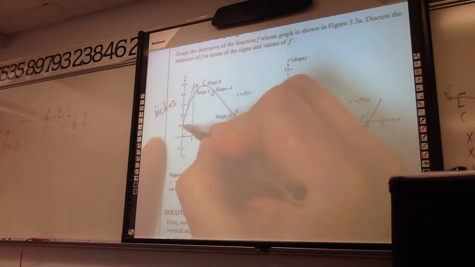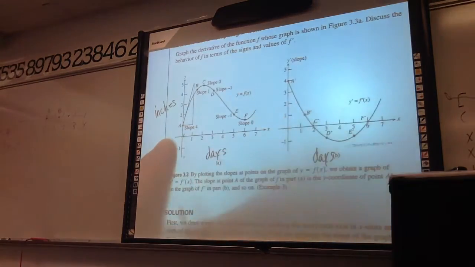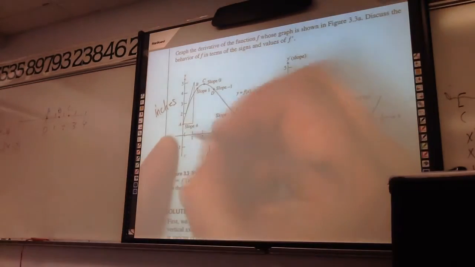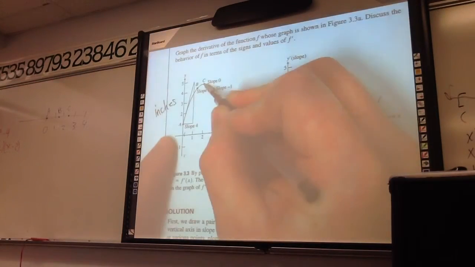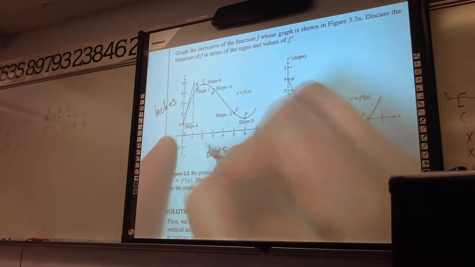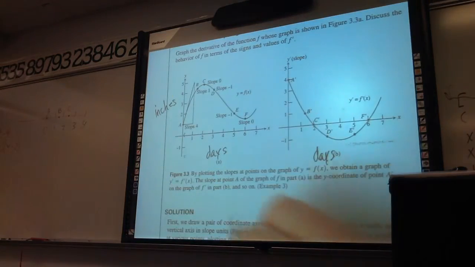How much it increased? So right here, the slope is 4. That means that at that point in time, it was increasing. The water was rising at 4 inches per day. Does that make sense? Yeah. Right here, on day 2, when it's 0, the slope is 0, right? Slope is always this per this, right? Is it always y divided by x?